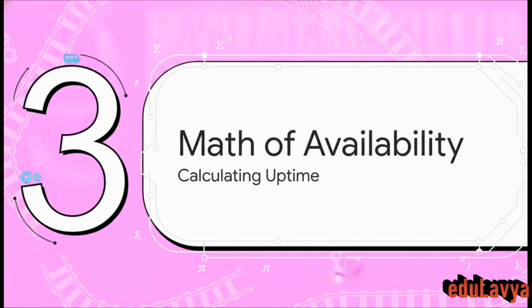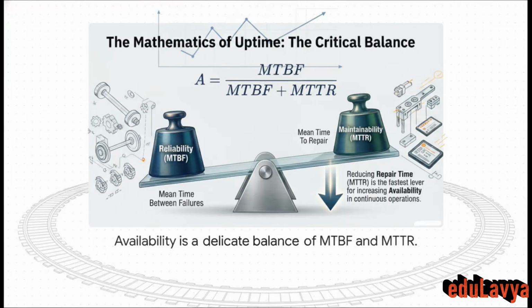Part 3. The mathematics of availability. Okay, so availability is a pretty delicate balancing act, and it's often expressed by this core formula. A equals MTBF divided by the sum of MTBF and MTTR. Let's unpack that alphabet soup. MTBF is mean time between failures, so that's your reliability. MTTR is mean time to repair, which is your maintainability.